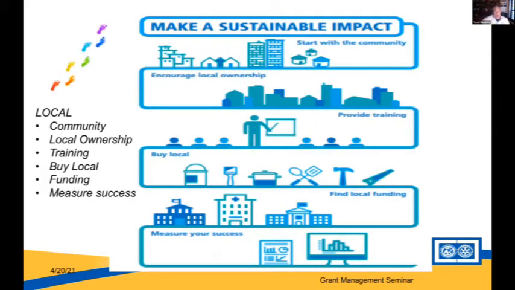These are other components of a successful global grant. It has to begin in the community. We encourage local ownership. Many parts of global grants are training. Rotary encourages that the money you spend is spent locally whenever possible, that local people get involved and provide funding and resources. And then ultimately, you've got to measure your success against your initial goals.